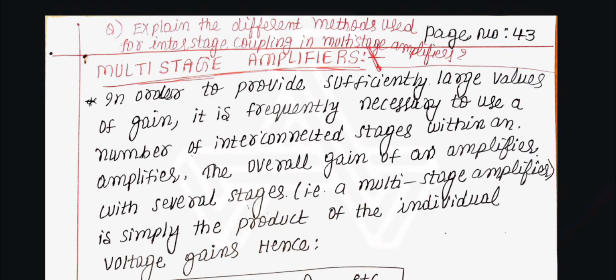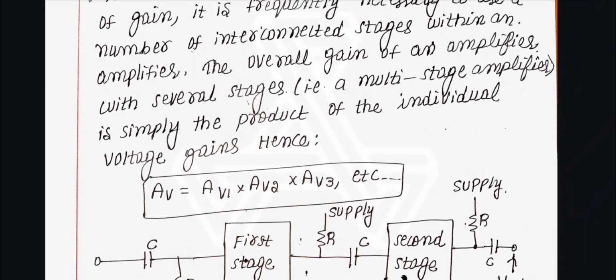Multi-stage amplifiers. In order to provide sufficiently large values of gain, it is frequently necessary to use a number of interconnected stages within an amplifier. The overall gain of an amplifier with several stages, that is a multi-stage amplifier, is simply the product of the individual voltage gains, equal to AV1 into AV2 into AV3, etc.